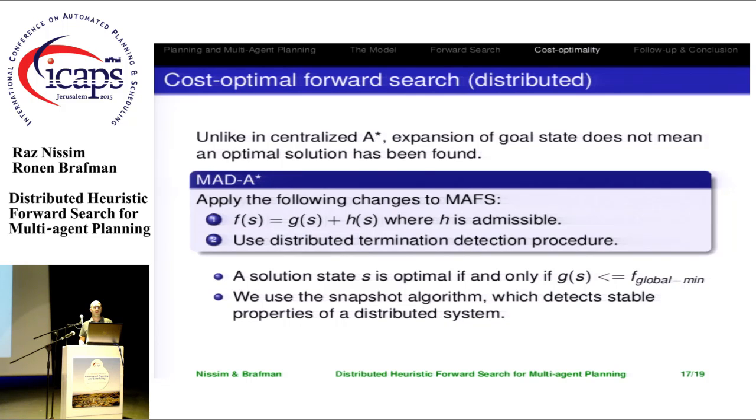We need to perform a distributed termination detection procedure, and we need to check essentially if the value of that state is lower than or equal to the global f value, the global minimal f value of the system. And we use the snapshot algorithm by Chandy and Lamport to do this.